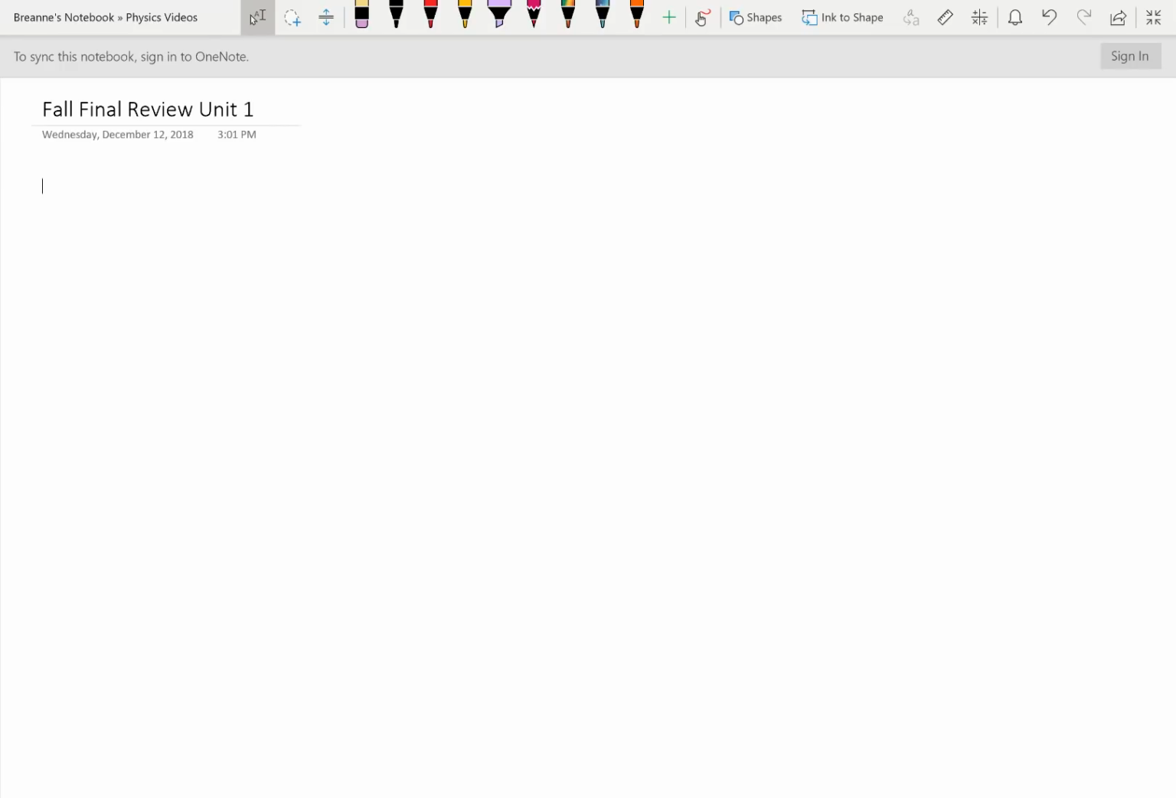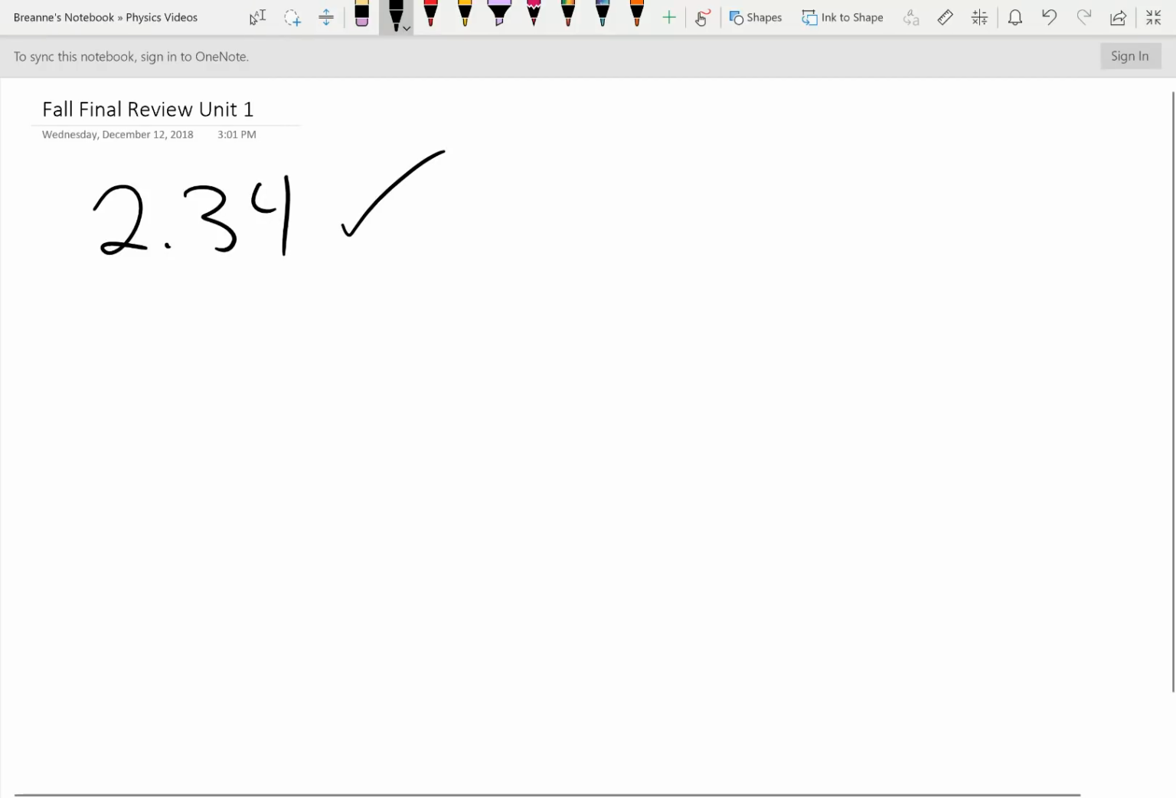A couple of questions we have: number 1, what is the difference between accuracy and precision? The key thing is, accuracy is if you're on the money. If the answer is 2.34, you hit 2.34. You hit that answer, you are accurate. So one answer can be accurate. It just takes one answer to be accurate.